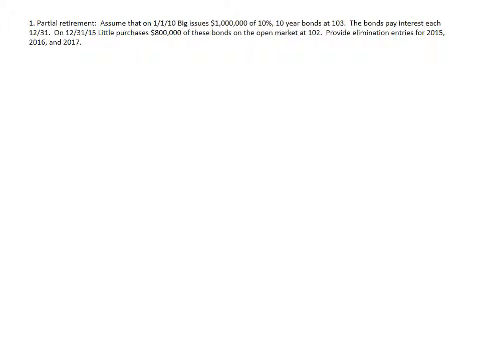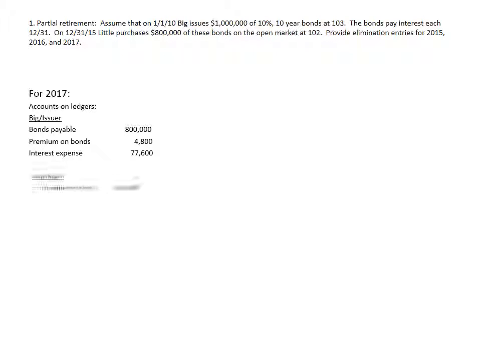Okay, finally, one more year. And again, as before, we list the ledger accounts we've got. On BIG, the issuer's books, they've still got their bonds payable. The premium on bonds payable has dropped by another $2,400, and their interest expense is $77,600 again.